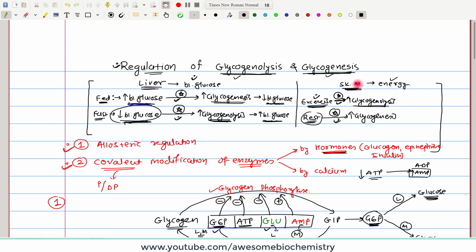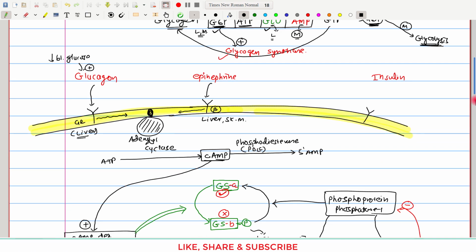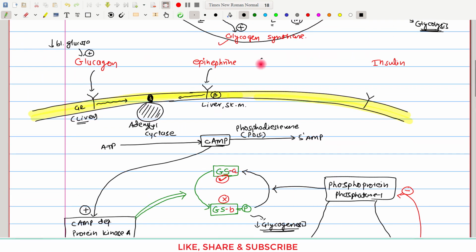Now let us look at the skeletal muscle. What will happen in the skeletal muscle? In the skeletal muscle, whenever there is a fight or flight response, that means whenever you are in a panic situation, suppose you are roaming in the forest and suddenly a lion comes in front of you. At that time, either you fight with the lion or run away from the lion. That is fight or flight.